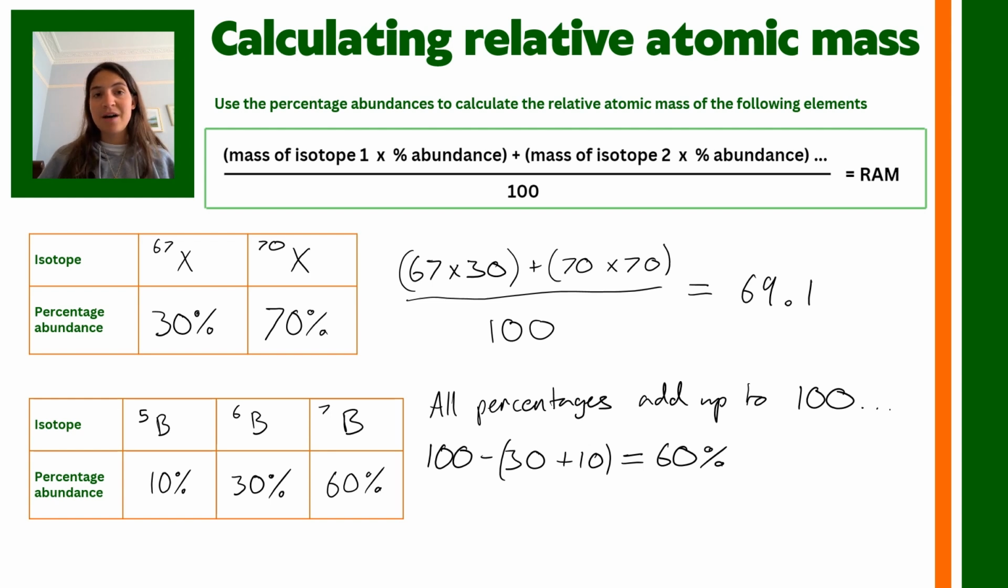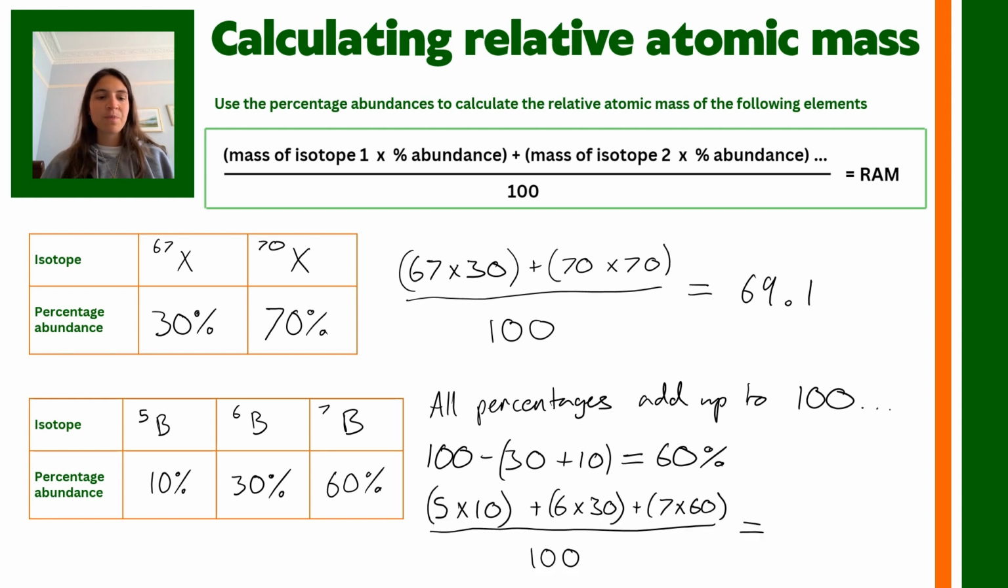Then I just do the same calculation as what I did before. So 5, that mass, times 10, its abundance, plus 6, the mass, times 30, its abundance, plus 7, the mass, times 60, its abundance, divided by 100, and it gives me 6.5 here for my relative atomic mass.